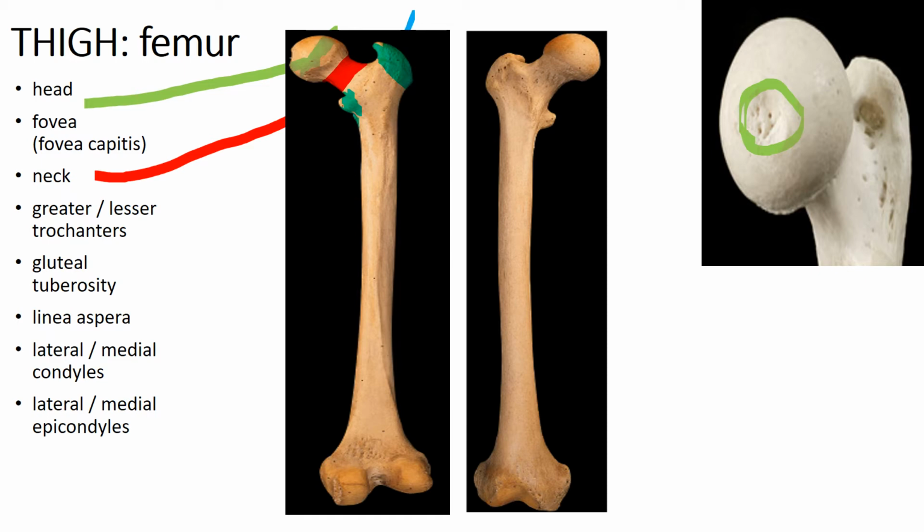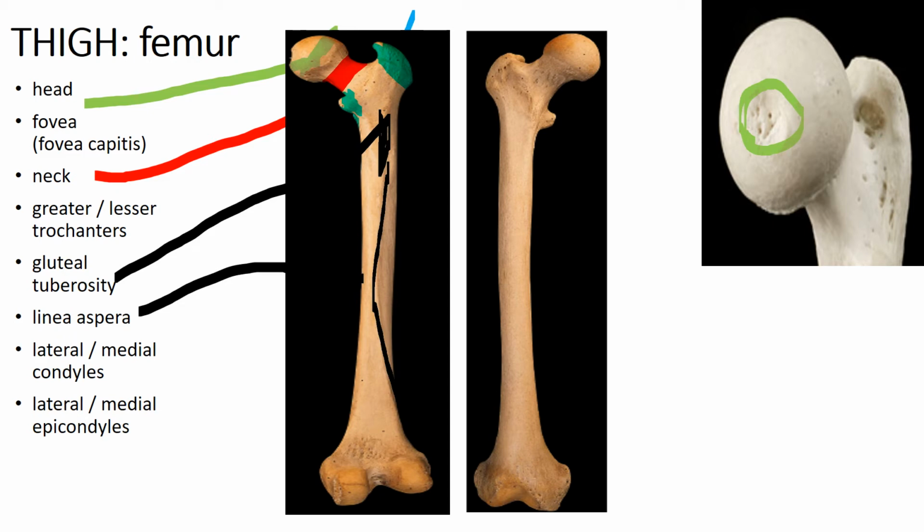Next, on the posterior side, what we have is the gluteal tuberosity, and again, you only find this on the posterior side because this is going to be the attachment of the gluteus maximus muscle, which is the muscle that makes up your butt. Then we have the linea aspera, which is going to travel down the shaft of the thigh. And this is going to be continuous from the gluteal tuberosity, which will be more proximal, and the linea aspera will be more distal. And the linea aspera will be the attachment site for many thigh muscles.